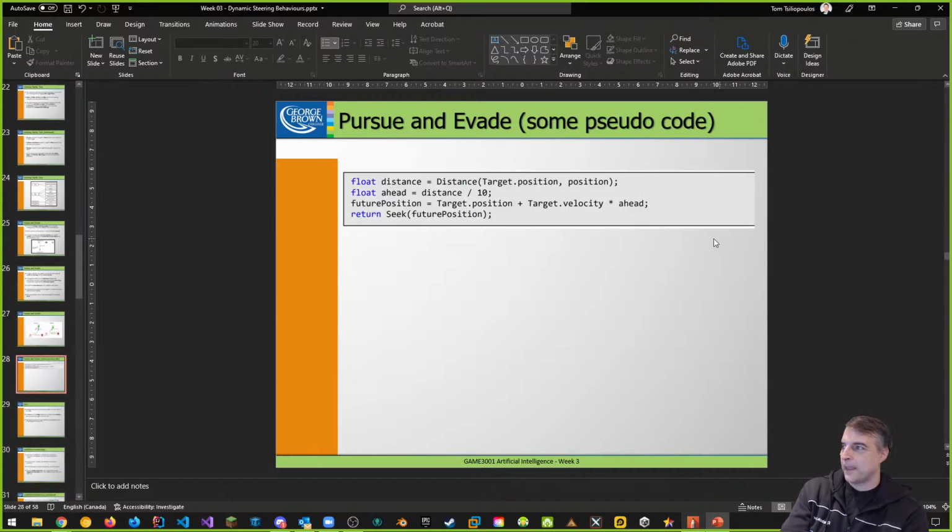I've given you some examples of pseudocode for calculating where I should be in the future position. My future position is basically the current position, plus the target's velocity, plus whatever the ahead calculation is, which is some kind of distance divided by 10. That is, the distance between where I am right now divided by 10, so roughly where the target is going to be. I can figure out how long it's going to take, and then I have an example of a future position.